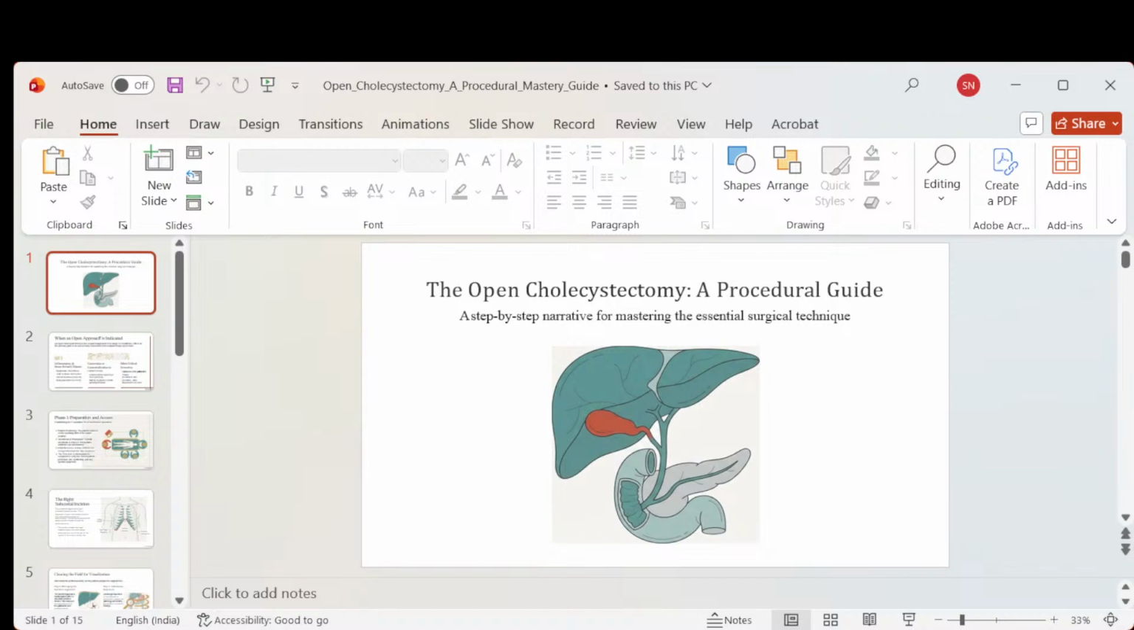So, I have planned to discuss cholecystectomy today. For some time I have been planning and making PPT slides. What are the procedures carried out in a general surgery department mainly? I have planned to discuss.